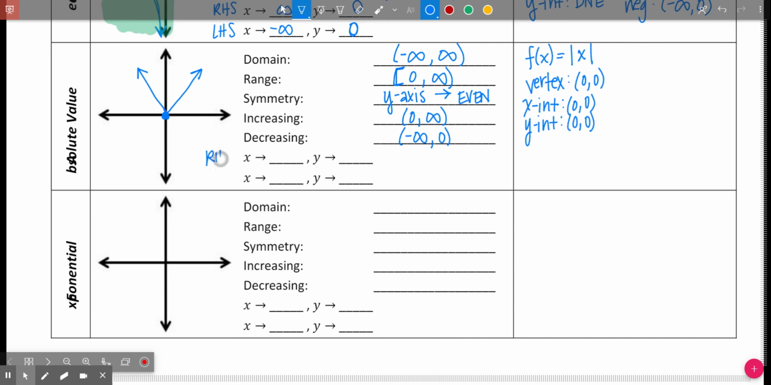On the right-hand side, as x goes to infinity, y goes to infinity. On the left-hand side, as x goes to negative infinity, y goes to infinity. This graph is always positive. It's never negative. So we're positive on the interval negative infinity to infinity.